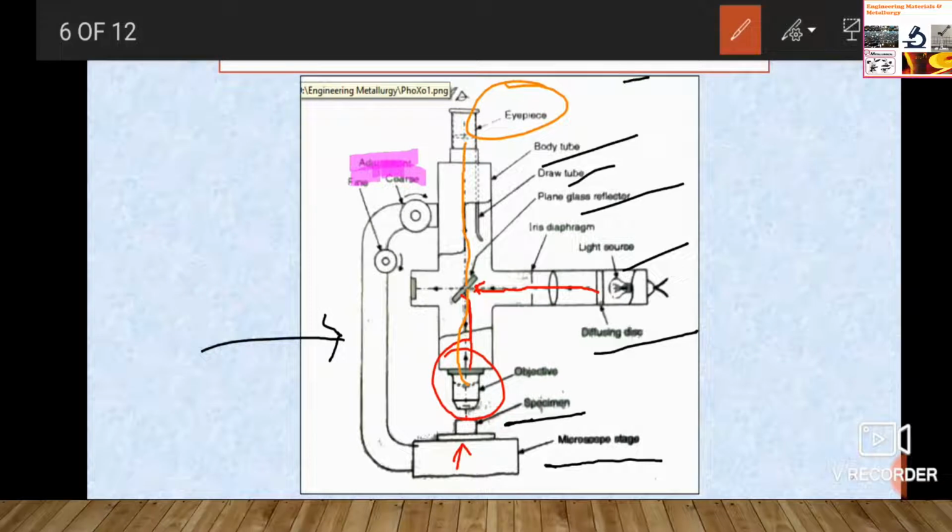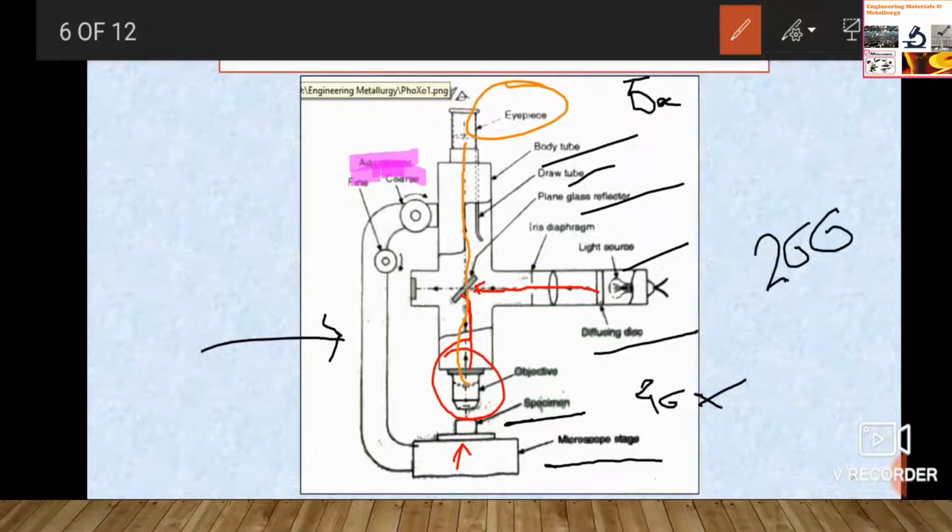Suppose eyepiece is of say 5x magnification and objective lens of say 40x magnification. So total magnification is 5 into 40, that is 200x magnification. So there is no addition of the magnification, there is always a multiplication. Suppose the eyepiece is of say 10x magnification and objective lens is of 50x magnification, then the total magnification is 500x.